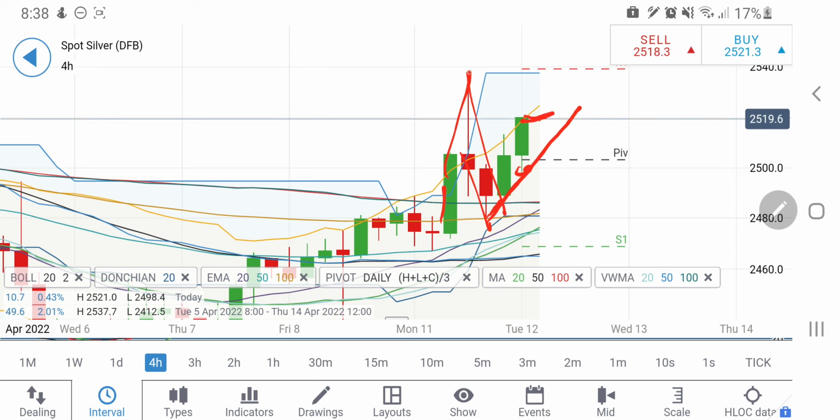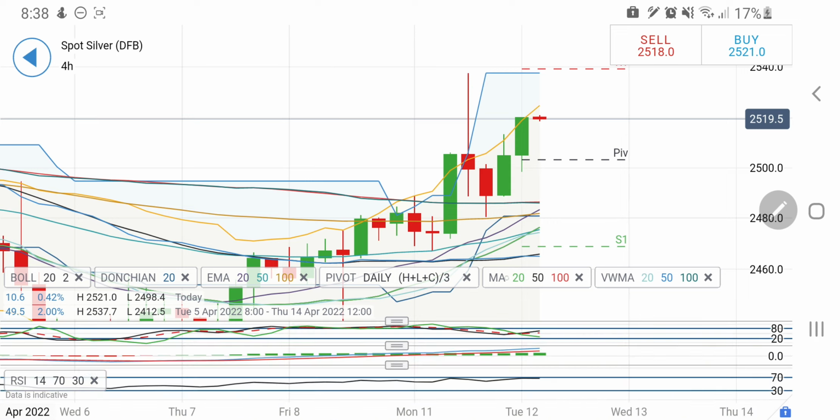If it breaks 2525, see, this is the level at 2540, which is going to remain a critical resistance for silver for the day. So in between 2500, don't short till it's above 2500, that is for sure. And I think you can take a long entry at 2525 for the target at 2540 and plus levels. How far this could go, we'll soon have a look.